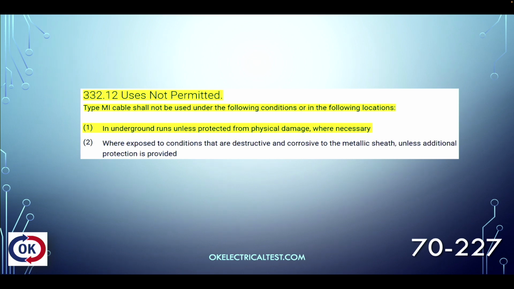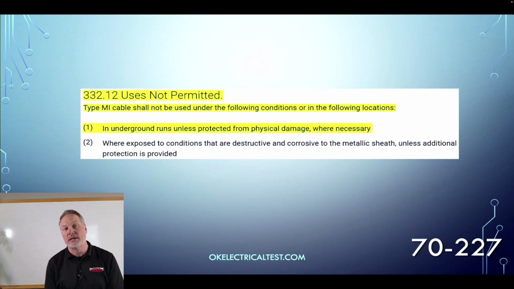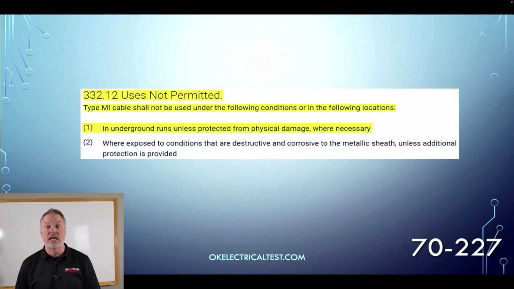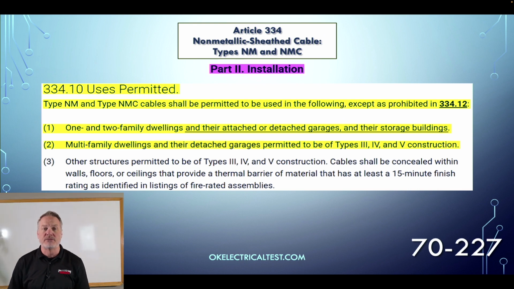Type MI cable shall not be used under the following conditions or in the following locations. Number 1, in underground runs unless it's protected from physical damage. So I can do it in an underground run if it's protected from physical damage, but if it's not, it's not going to be allowed.